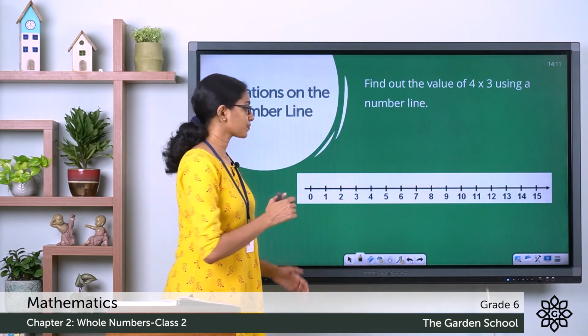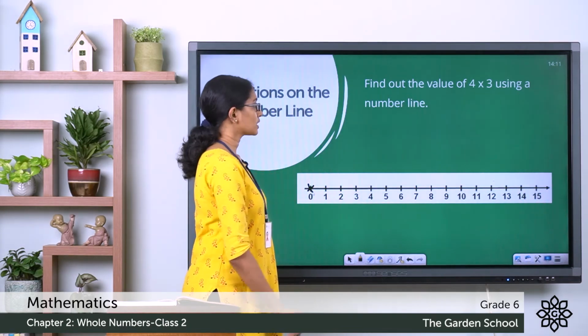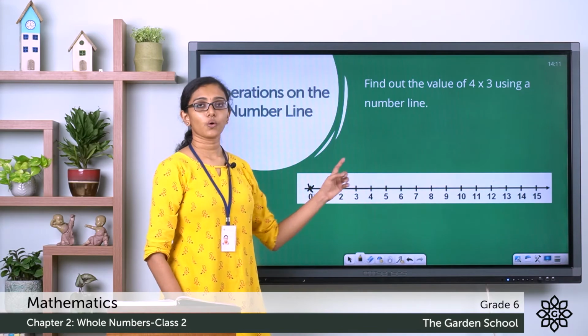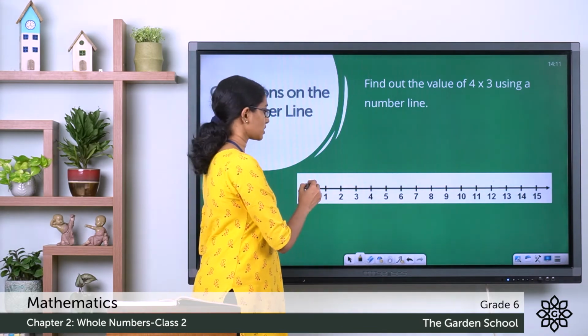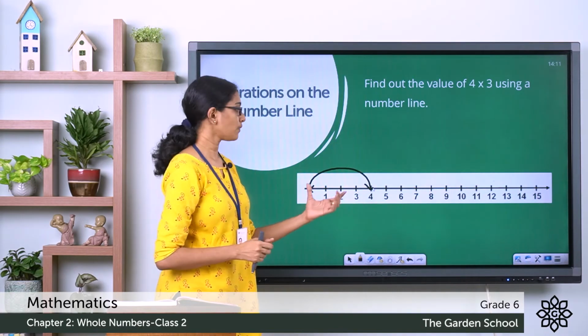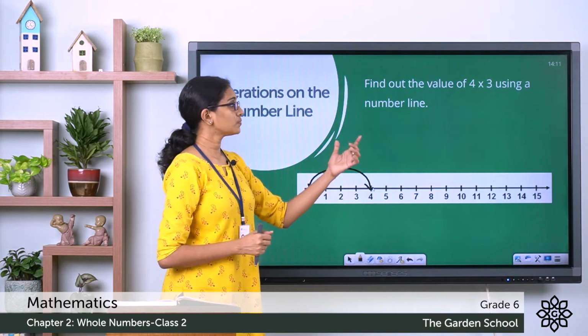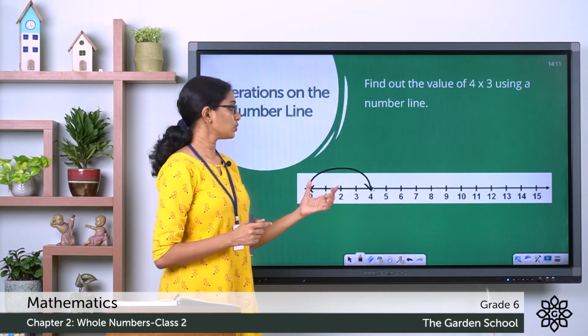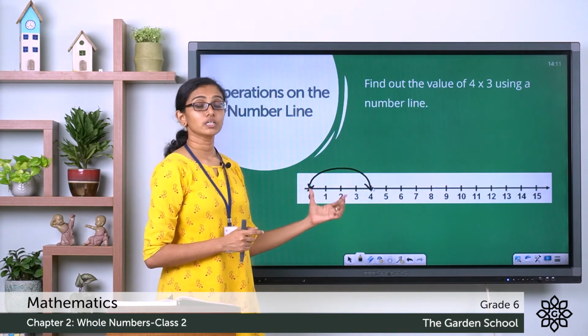Start from 0. So mark a point at 0. Then you can jump 4. You can jump to 4. That is from 0 to 4. So this is one group of 4. You have to do 4 times 3. So you have to do the same jump 3 times.